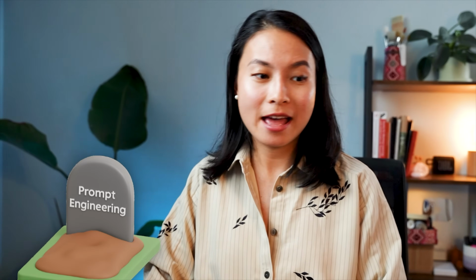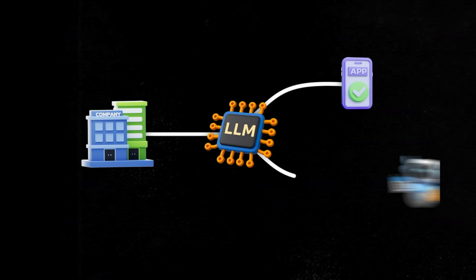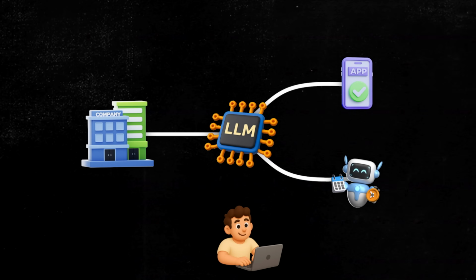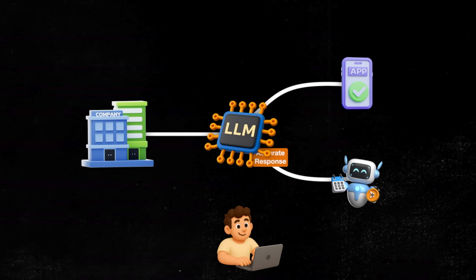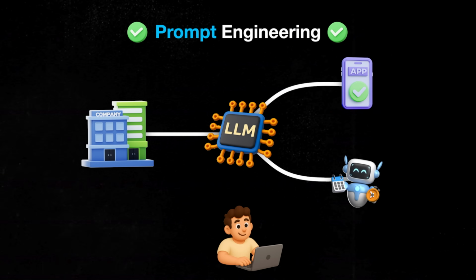Next, let's talk about prompt engineering. People keep saying prompt engineering is dead every time a new model comes out, but the truth is, prompt engineering is still very much alive and very much useful. It's still the fastest way to get high quality results from AI. And as more companies build LLM-powered apps and agents, writing great prompts will matter even more, because for these cases, we need much more accurate and reliable responses. And prompt engineering is one of the solutions for that.